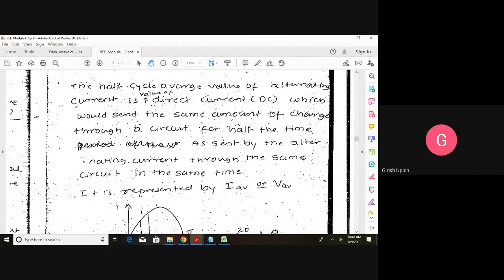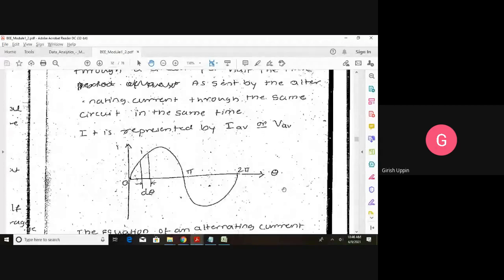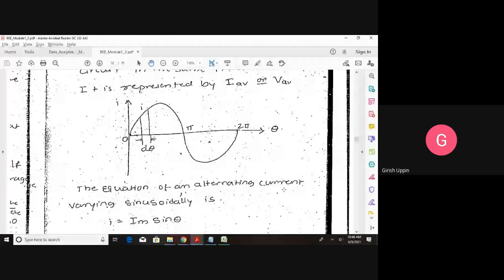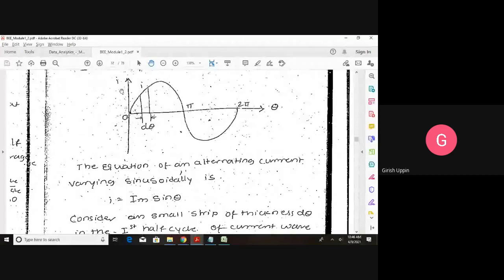And how is the average value represented? We represent the average value with capital I and suffix AV. So I_AV represents the average value of the current, and capital V with suffix AV represents the average value of the voltage. Now we'll try to find the average value of the sinusoidal waveform. This is the sinusoidal waveform we have. This is a representative of the current. This is the I.